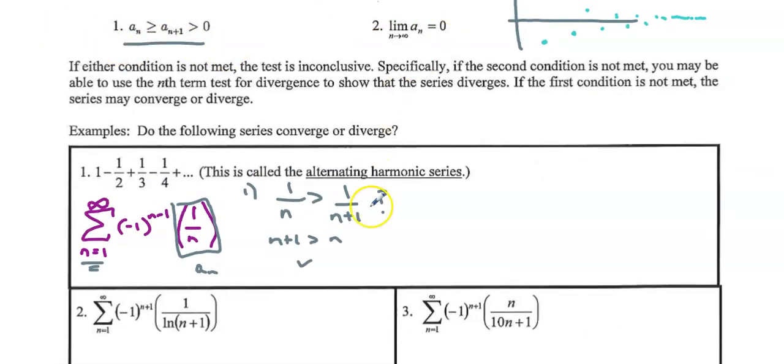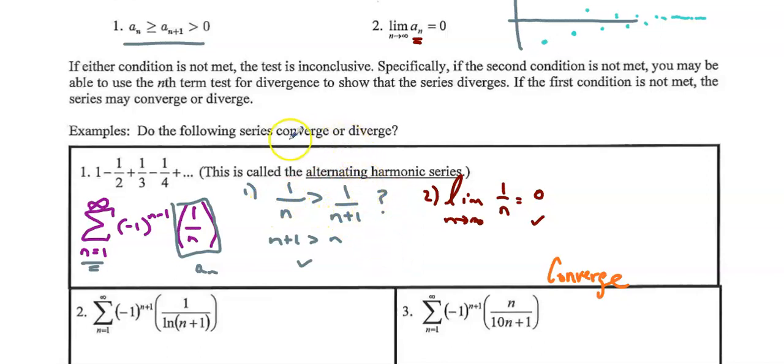Okay, so let's look at the second condition. So the second condition says that the limit as n approaches infinity, again, we're just looking at the a sub n now, so we're just looking at this right here, of 1 over n. Well, this is a very easy function to find the limit of. It's bottom heavy. It definitely equals 0, so we're good with this problem. So with that being said, we can now say that this series is actually going to converge because it has met both criteria of our alternating series test.